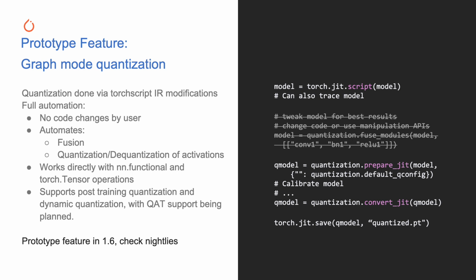Alternately, you can just go and clone the GitHub repository for PyTorch and build it yourself. If you're building off of master, you're going to have this graph mode quantization available. So either build it yourself from GitHub, or go ahead and download the nightlies if you want to take advantage of this.